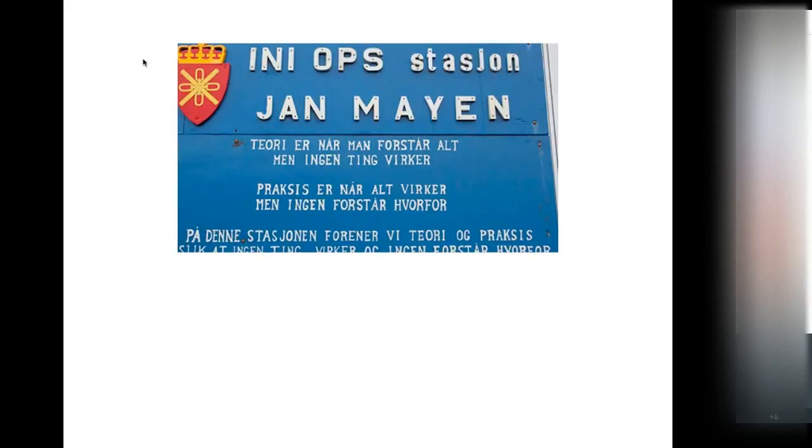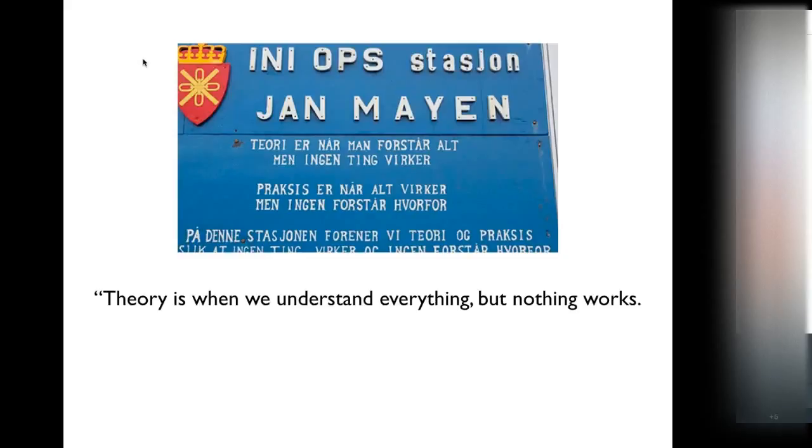This is a sign from a radio station outside on Jan Mayen Island. Jan Mayen Island is owned by the Norwegians. It's about, I think, 400 miles to the northeast of Iceland. So it's in the Arctic Circle and it's cold. I don't speak Norwegian, but I have it on good authority that the translation of the sign is as follows.